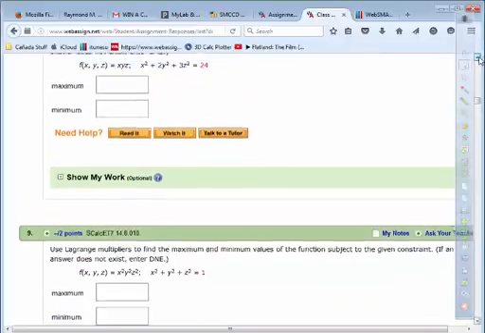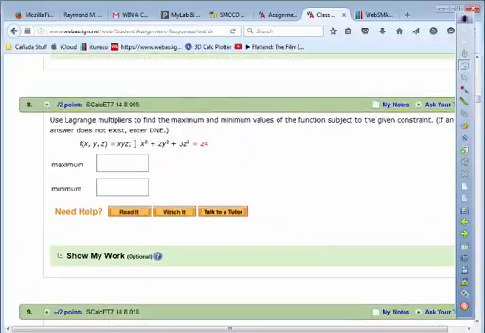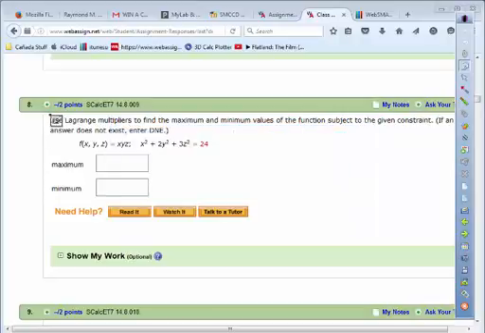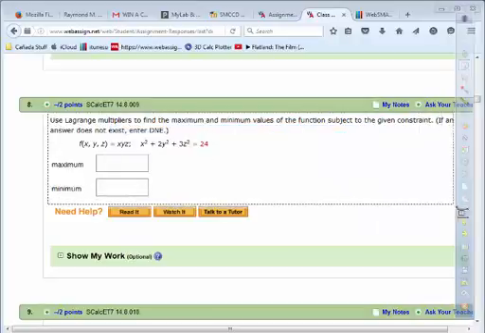Oh, that one looks hard. Let's do this one. That one looks hard too. They're all hard. Laborious and tricky.